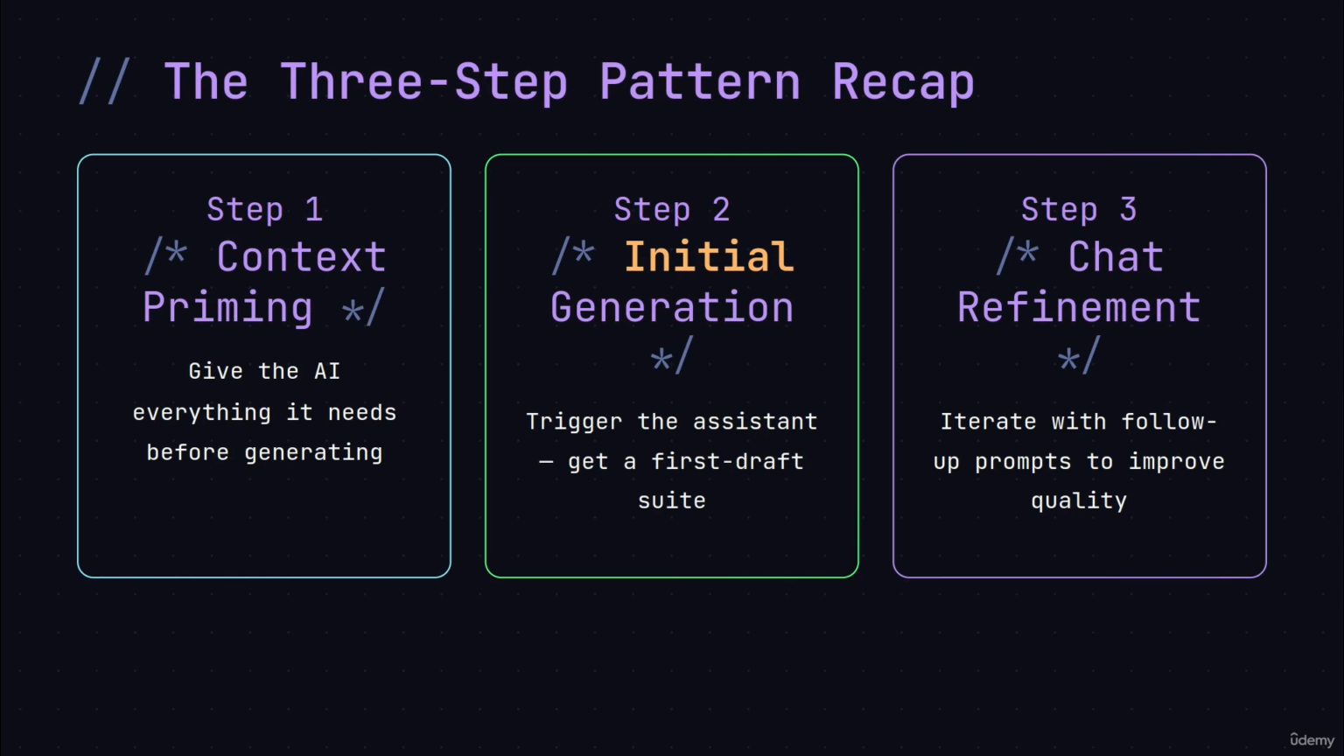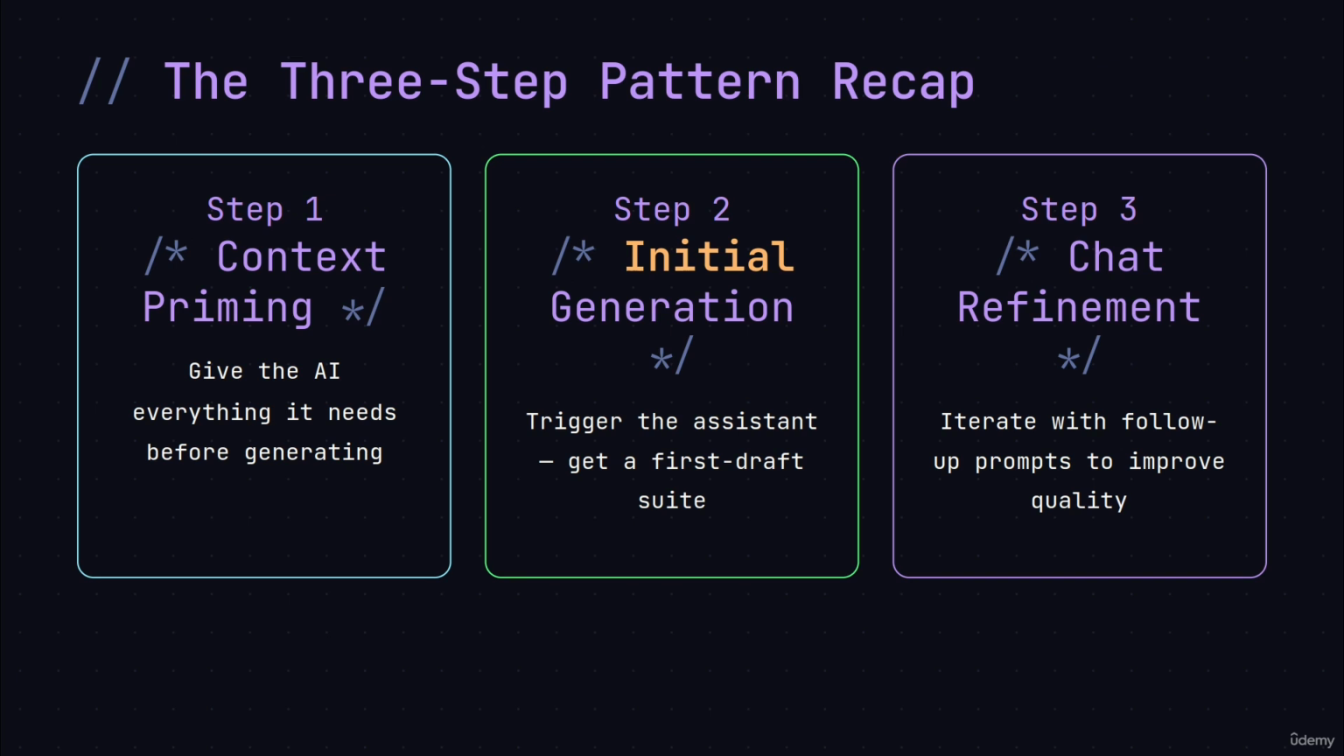Next up, let's do a quick recap on the three-step pattern. The first step is context priming. Here we're going to give the AI everything it needs before we actually ask it to generate tests for us. So typically here we'll give it all the files that it needs to look at, where the functions are that we want tests to be generated for, and any other files that it depends on, such as constants or enums and so forth.